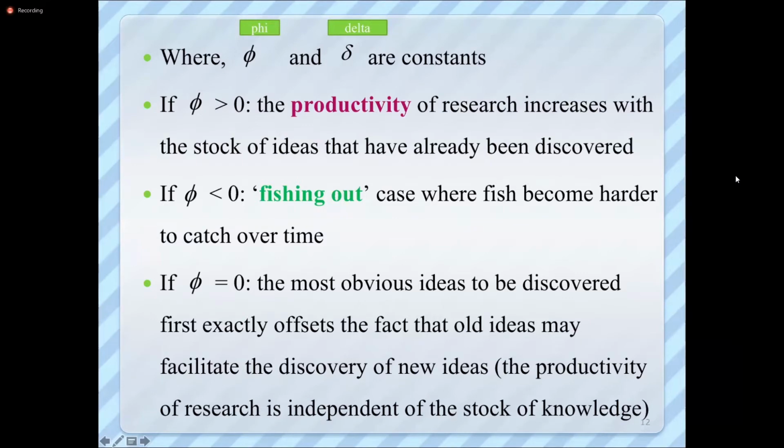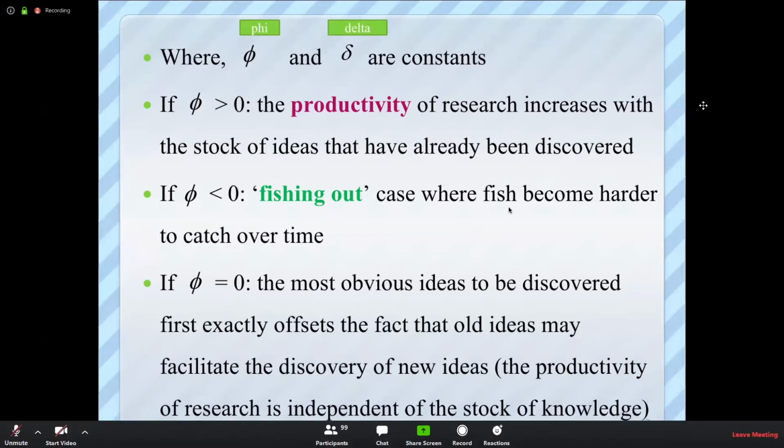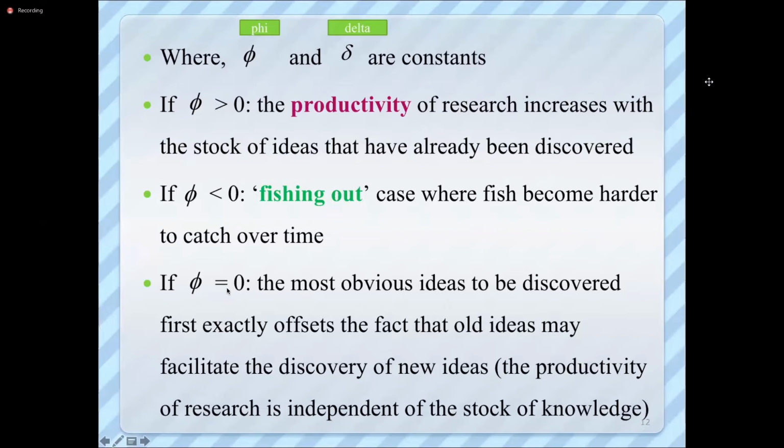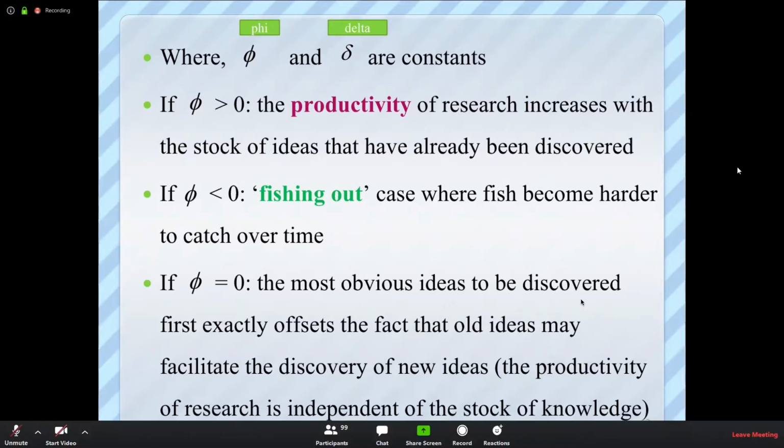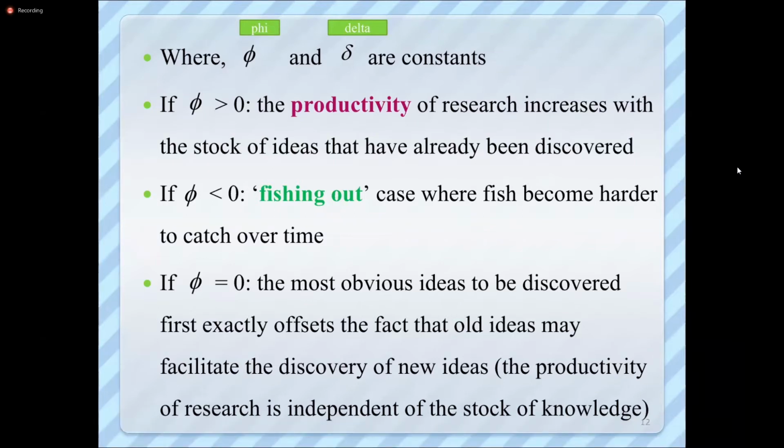Fishing out means nothing is left to research. Everybody has done it, too much research has been done in the field. For example, fish becoming harder to catch over time. There are no more fish to catch. If P is equal to 0, the most obvious ideas being discovered first exactly offsets the fact that old ideas may facilitate the discovery of new ideas, meaning the productivity of research is independent of the stock of ideas. So as long as P is more than 0, that is good, because whatever research is being done will contribute to the stock of new ideas.